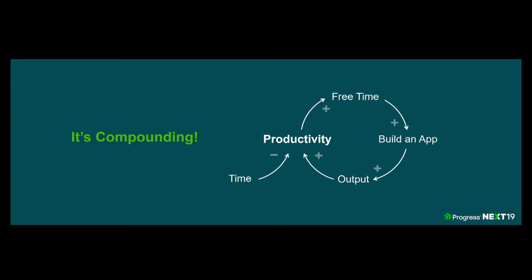And we discovered something interesting here. When you have free time, you build an app, suddenly you become more productive, you generate more output, you generate more free time, and you build another app, and you build more apps, and you're so productive all the time. This is what we call a reinforcing loop, right? It's a positive feedback loop. As engineers, we like this a lot, because whenever you see a positive feedback loop, it's compounding. Whatever you do is getting better and better.